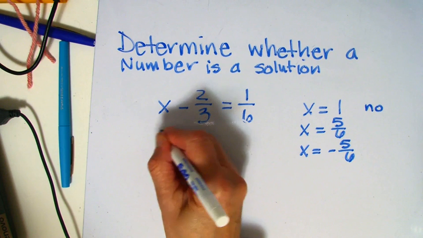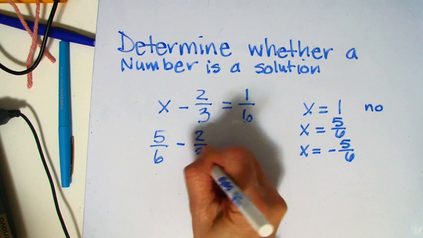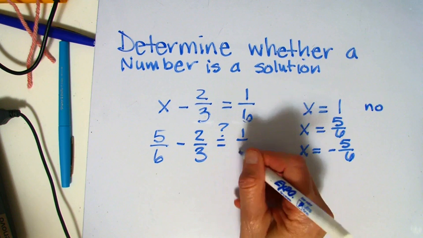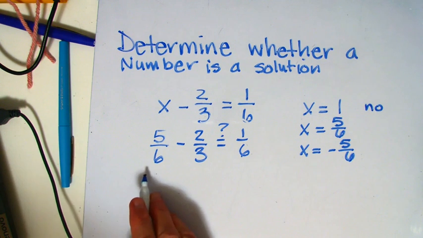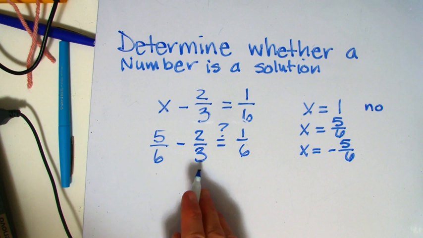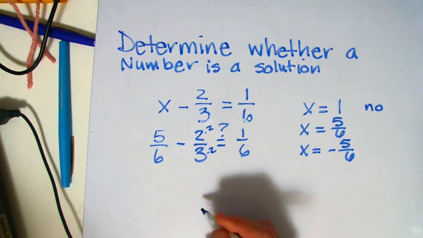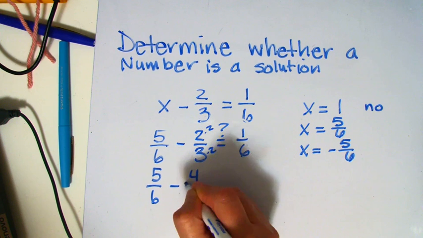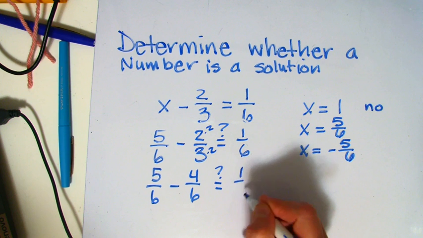So instead of writing x, I'm going to write 5/6 minus 2/3 equals, and we want to figure out if it's 1/6. Now I don't have common denominators, so I do want to change this 2/3 to 4/6. I'm basically multiplying each term by 2. And so now I have 5/6 minus 4/6. And I want to know if that's going to be equivalent to 1/6.